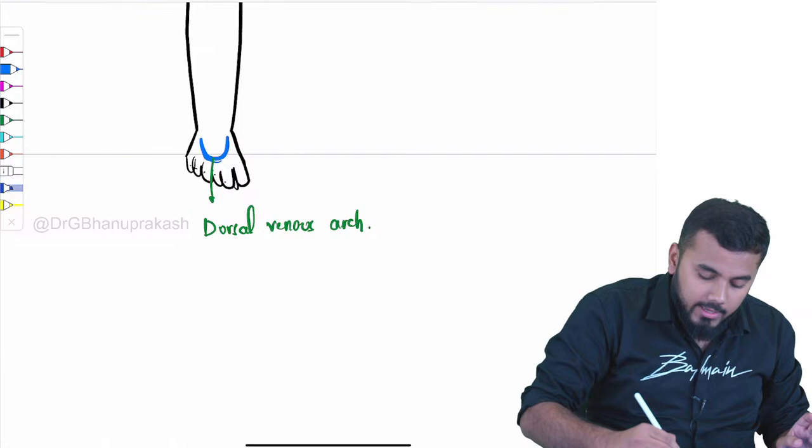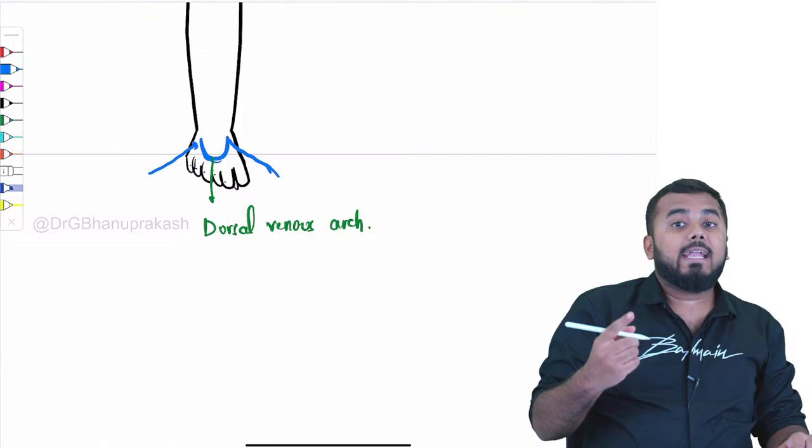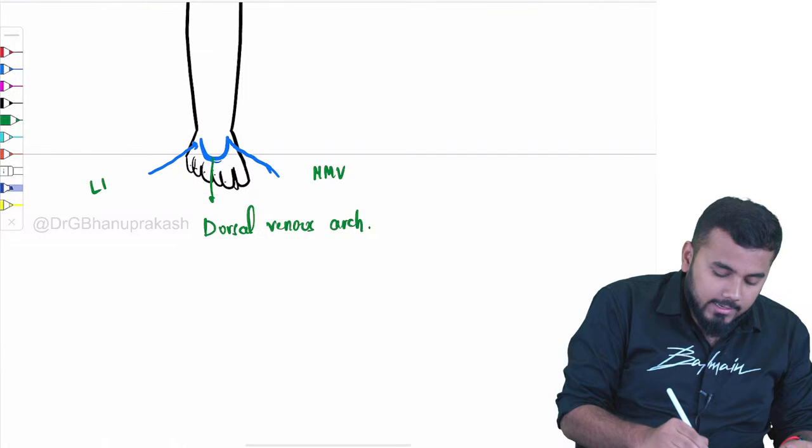Look here. One vein is coming like this from the medial side. This is called the medial malleolus vein. One vein which is coming from the lateral side, this is called the lateral malleolus vein. What is this called? Medial malleolus vein, lateral malleolus vein. They are draining into what? They are draining into your dorsal venous arch.